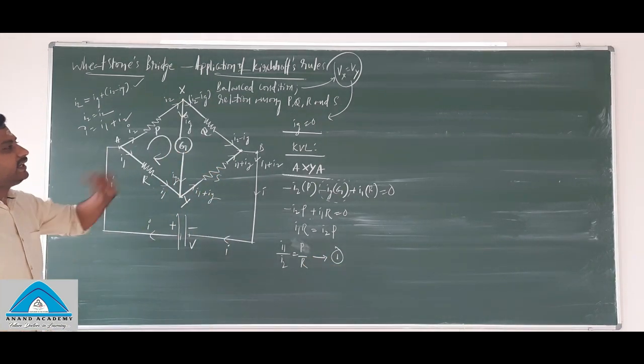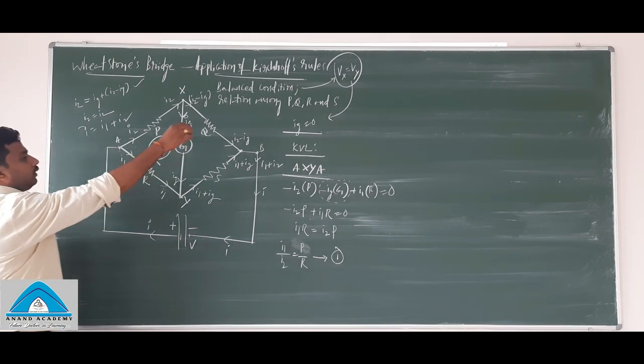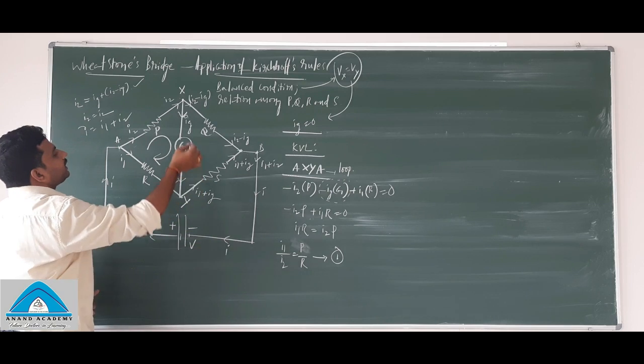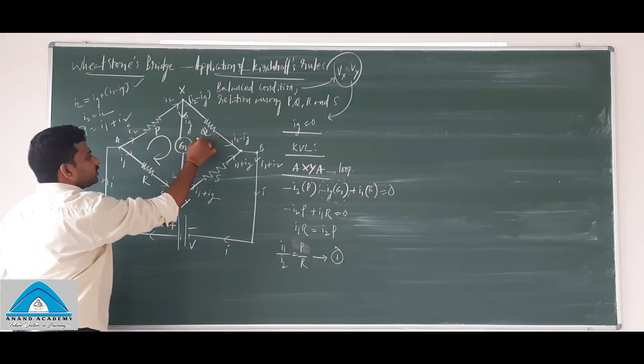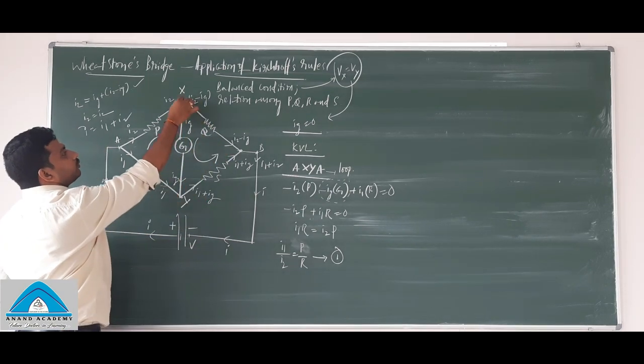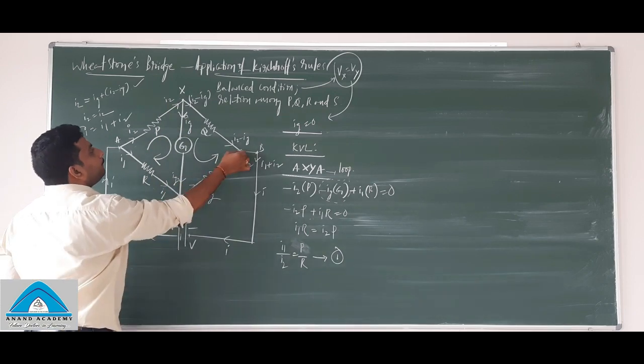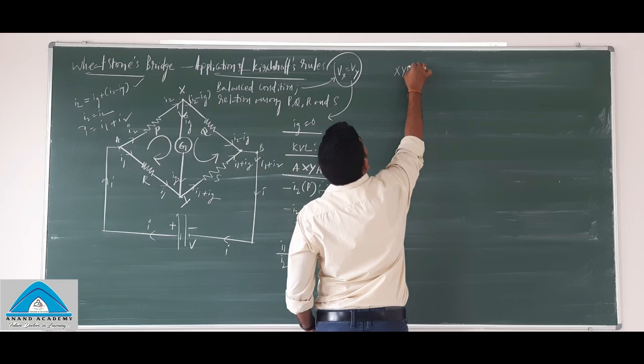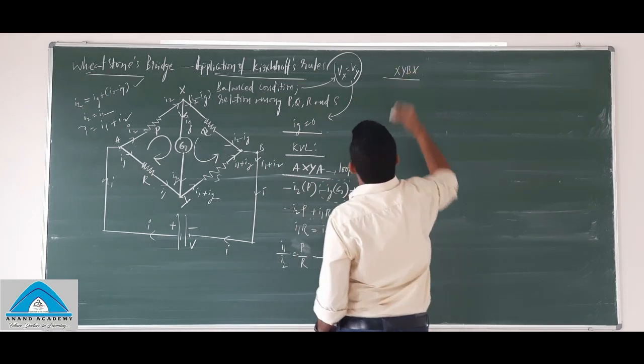Let me take another loop. This is the first loop we have considered. The second loop, let me take, this is my second loop. What is that? X, Y, B, X. Right? So let me take the loop X, Y, B, X.